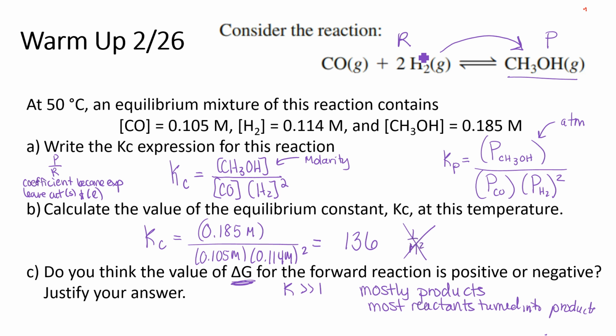Well, if most of our reactants turn into products, this seems like this is a favorable reaction. It's energetically favorable. It seems to be happening spontaneously. And if a process is energetically favorable, we know its delta G value is negative. So it turns out we're going to see there's a connection here. When our K value is greater than 1 and you have mostly products at equilibrium, that is an indication that your reaction is thermodynamically favorable. That's why you end up with mostly products.